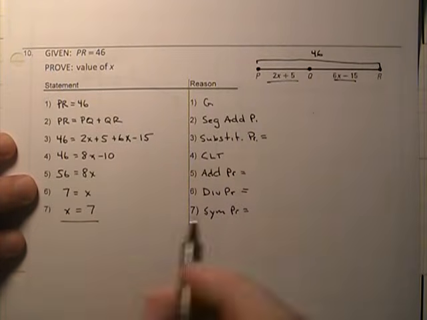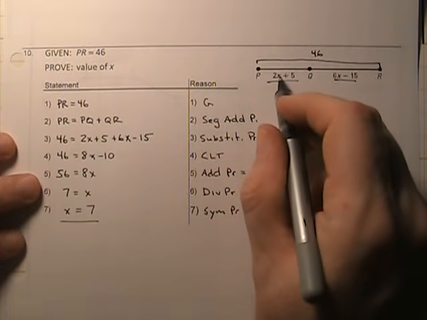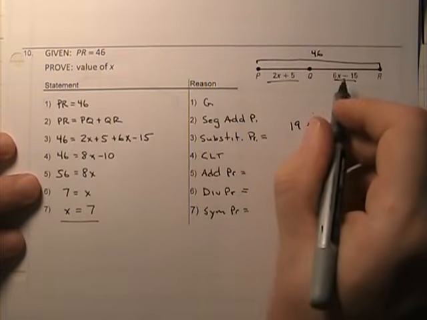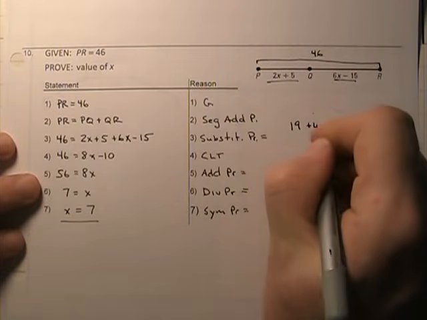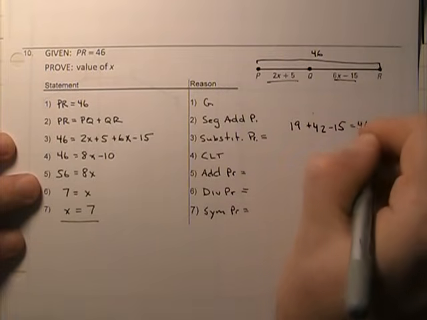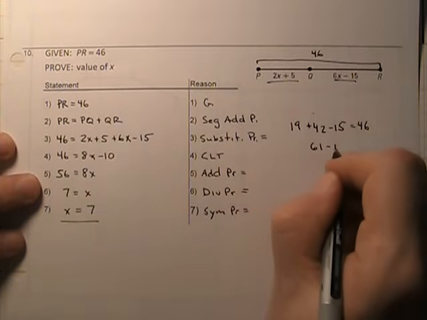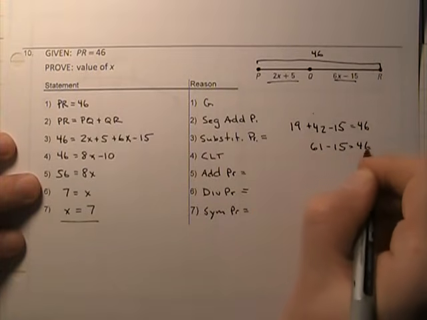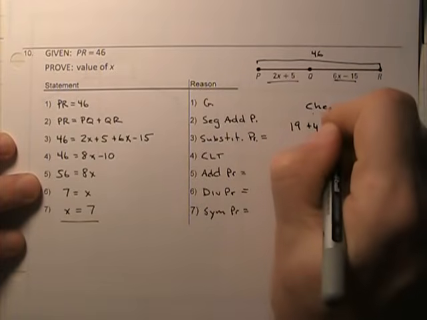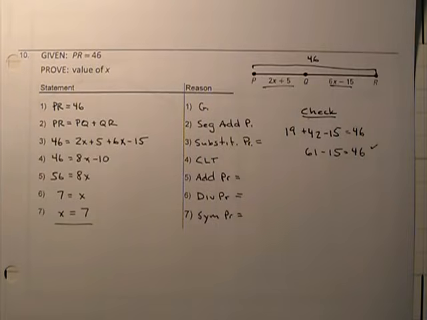Again, it's an algebraic problem, so let's go ahead and test it. So here we say 2 times 7 is 14, so this is 19, plus 42 minus 15 equals 46. So this is 61 minus 15 equals 46, and 61, yep, that is 46. So my check is good, and I'm relatively confident in having the right answer.